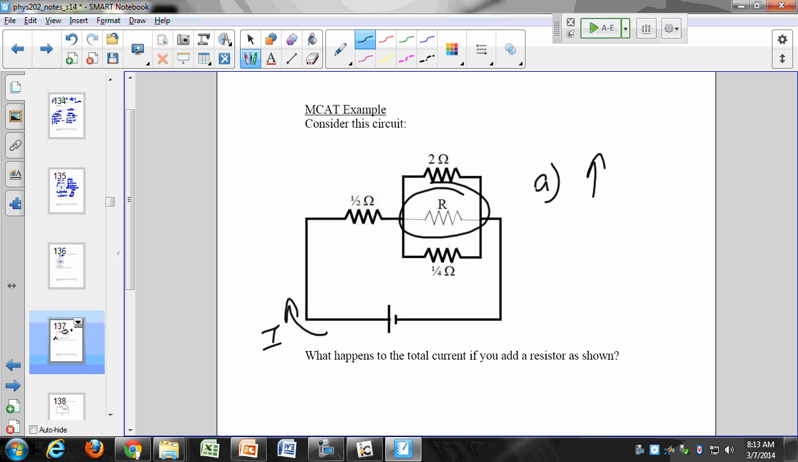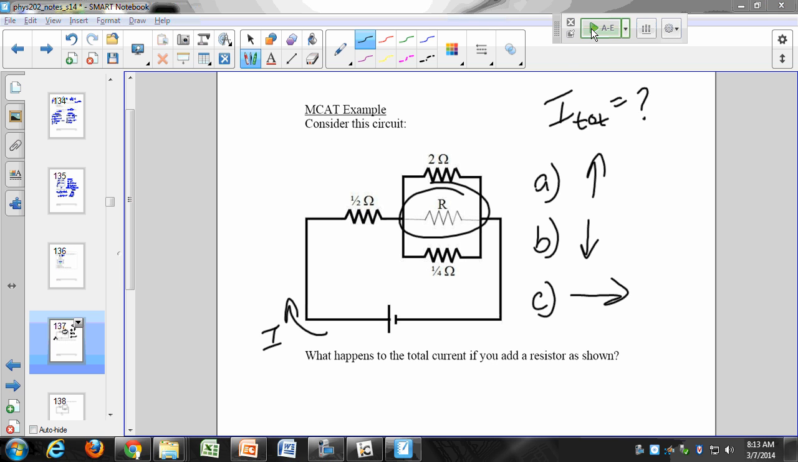Does the total current increase? Does the total current decrease? Or does the total current remain the same? So here I'm asking about the total current. What does it do? Does it increase, decrease, or stay the same when I add that resistor R?